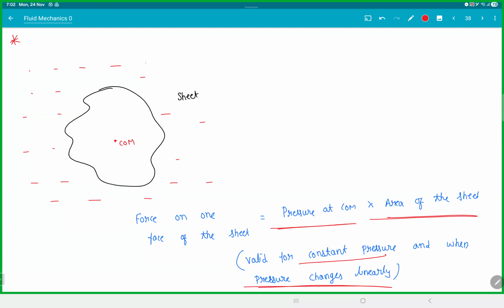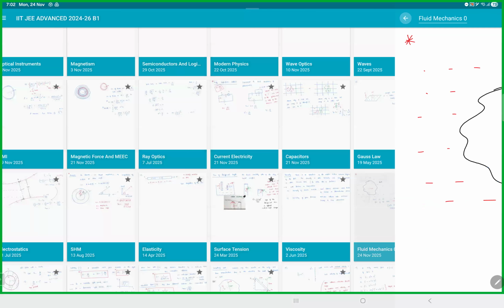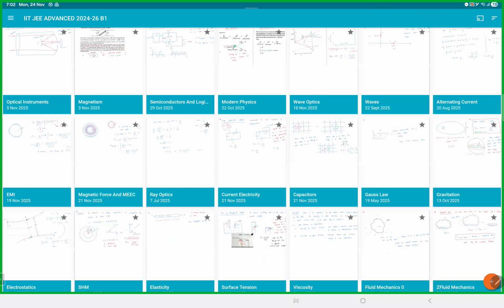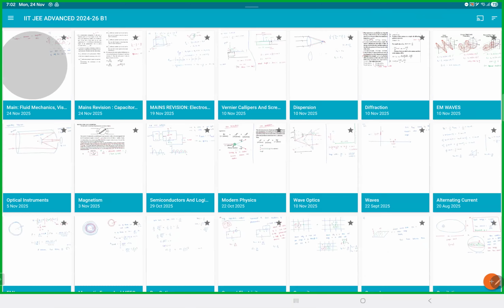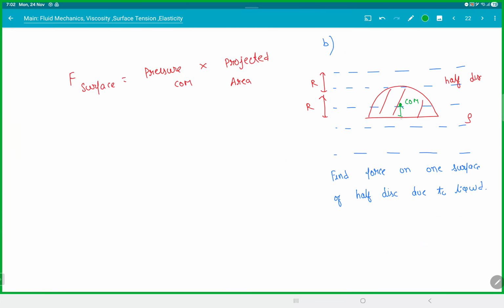If the pressure is x square, this is gone. You can't use this. Then you have to integrate again. It's a pretty neat result. So if you remember that, then you're done. Basically, where is the center of mass? Center of mass will be here at a distance of 4r by 3 pi. You should know your center of mass result. So that means from the top, what is the pressure? P naught plus rho g into r plus r minus 4r by 3 pi. That's the pressure at the center of mass, and the area of the disk is pi r squared.